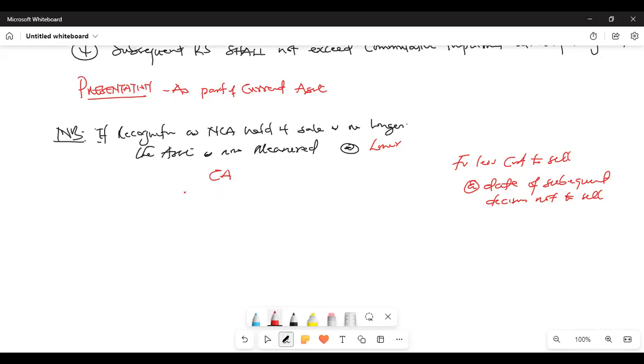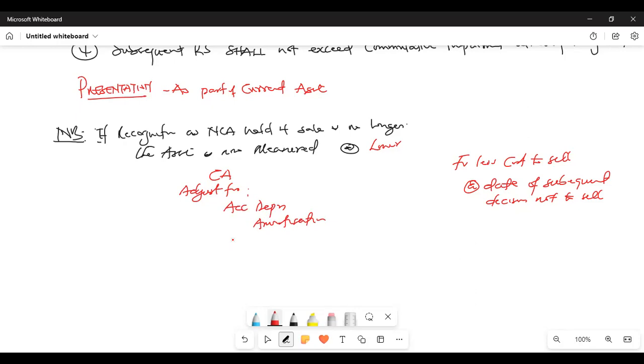And the carrying amount too has to be adjusted for the depreciation that you didn't charge, the accumulated depreciation, and any amortization that you didn't do because the thing was classified as held for sale. So please, ladies and gentlemen, this is NCA held for sale.